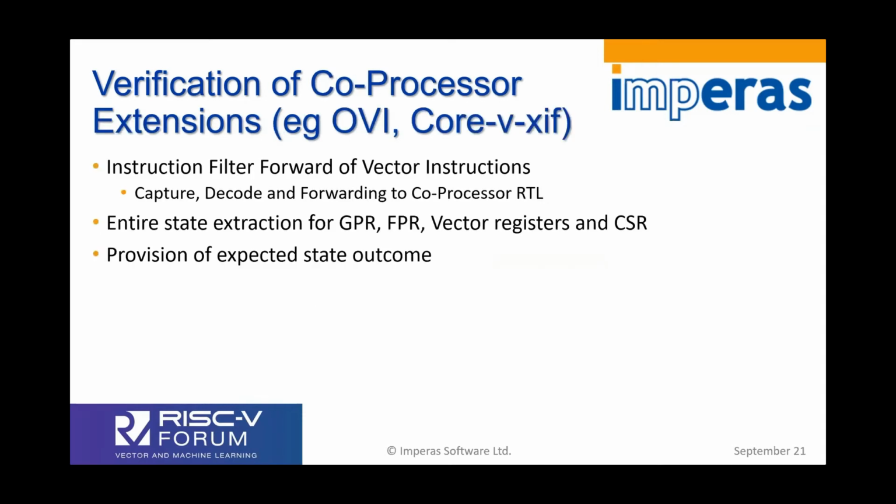I mentioned earlier there were two types of DV. Let me describe how we can perform the DV activities of a standalone RISC-V coprocessor which communicates over a bus such as OVI or CORE-V XIF. We're currently involved in a project performing verification of a standalone vector coprocessor connected via OVI.